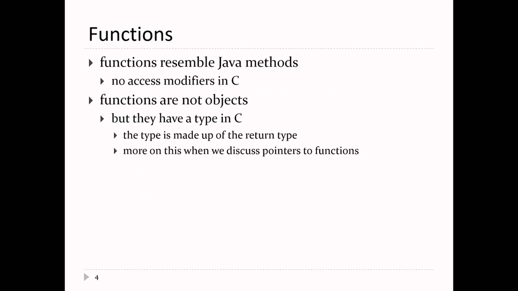So functions in C look like a Java method. They also sort of look like a Python function. The main difference between Java and C is that there are no access modifiers in C, so there's no public, private, protected in C. Now, functions are not objects. In other words, they're not a label, they're not a chunk of memory that stores a value. However, they do have a type in C. So functions are in fact types. I'm going to tell you what that type is later on. For now, just remember functions do actually have types.